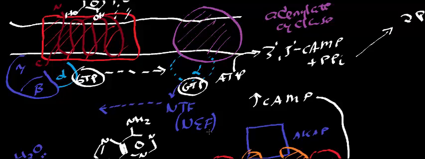They're also called nucleotide exchange factors. But effectively, what these proteins are going to do is they reversibly move between bound GTP and GDP.